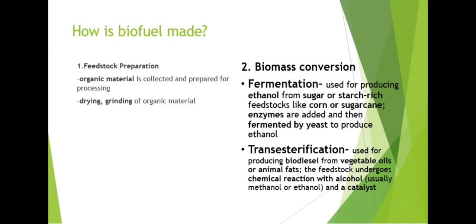Another example of biomass conversion is transesterification, used for producing biodiesel from vegetable oils or animal fats. The feedstocks undergo a chemical reaction with alcohol, usually methanol or ethanol, and a catalyst.